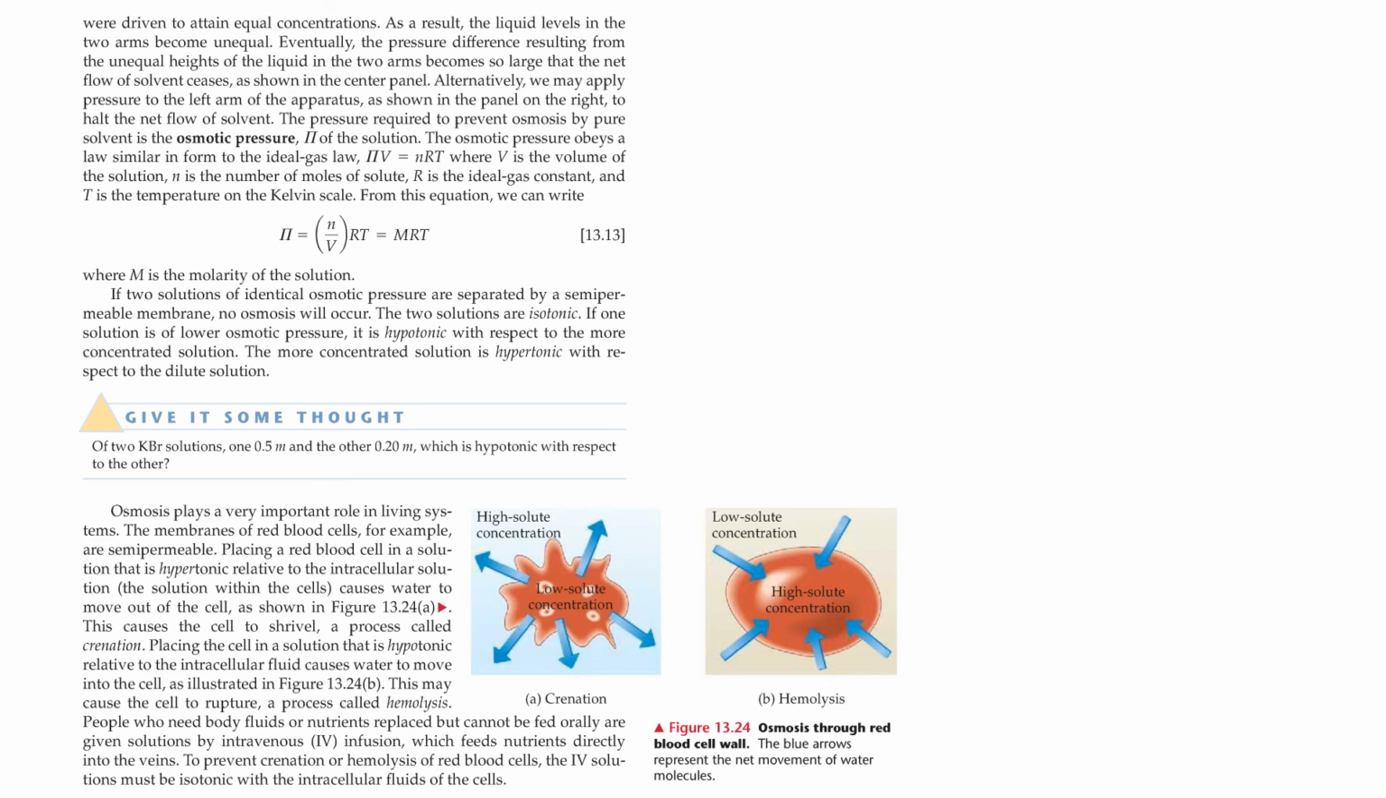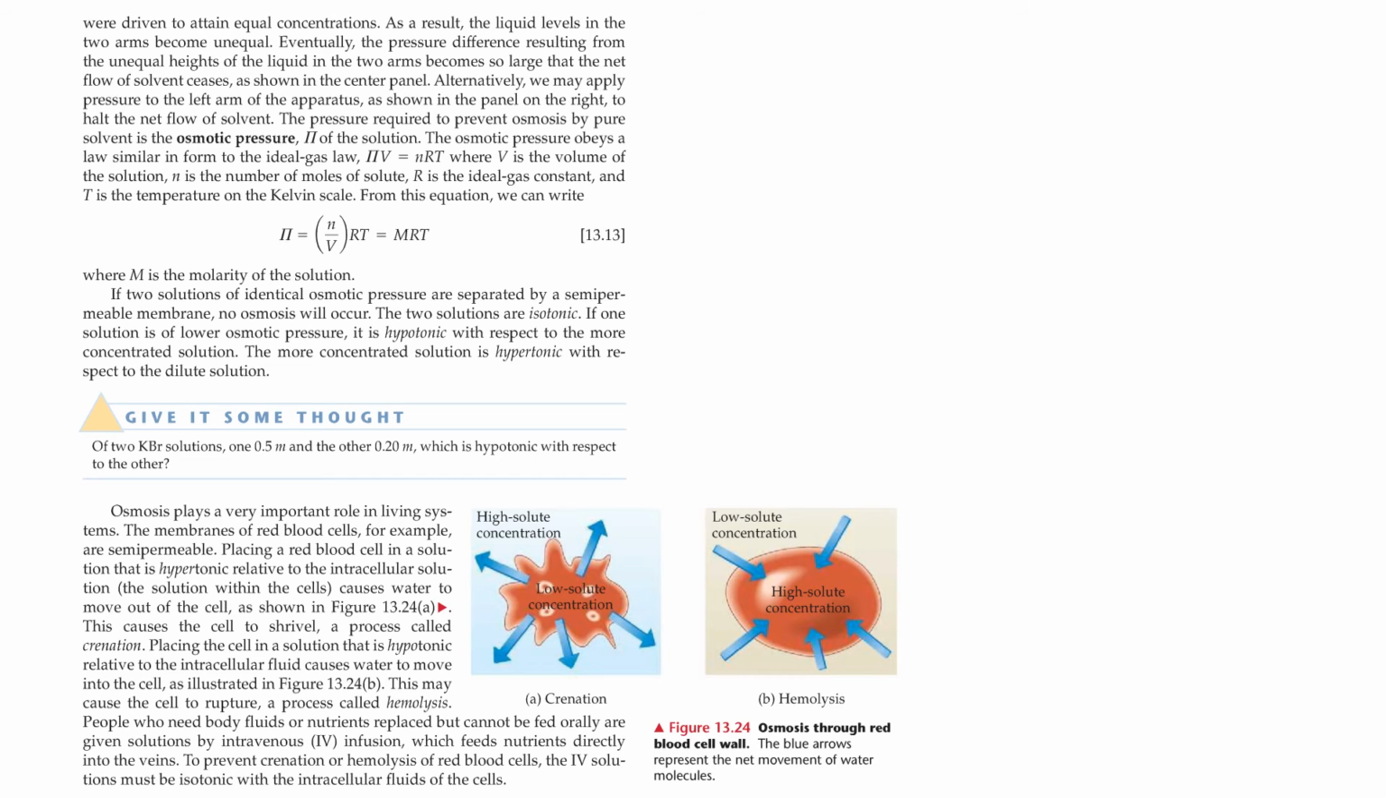If two solutions of identical osmotic pressure are separated by a semipermeable membrane, no osmosis will occur. The two solutions are isotonic. If one solution has lower osmotic pressure, it is hypotonic with respect to the more concentrated solution. The more concentrated solution is hypertonic with respect to the dilute solution.